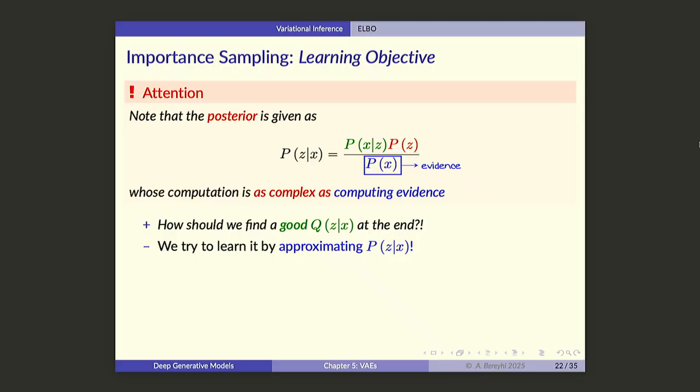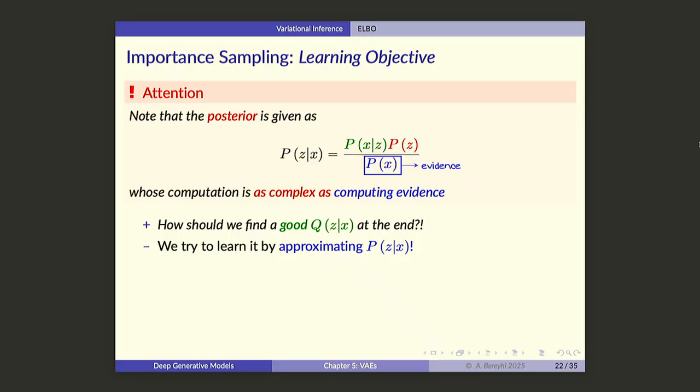And the key point here is that we come up with one objective which explains how we can learn that. Any question? No question?